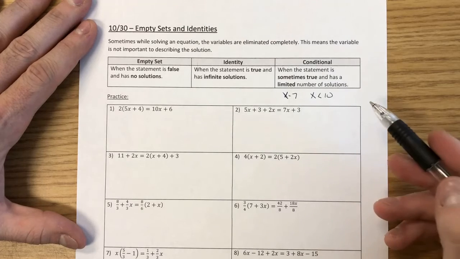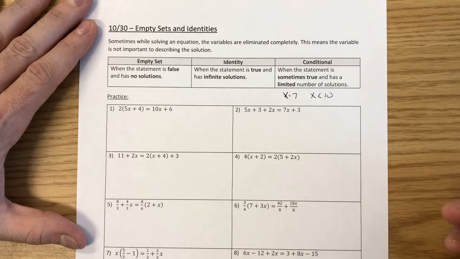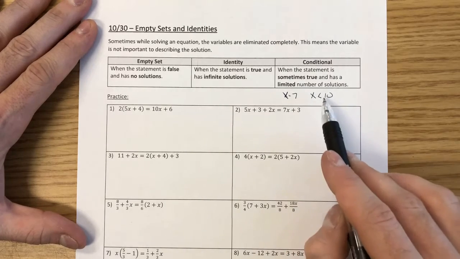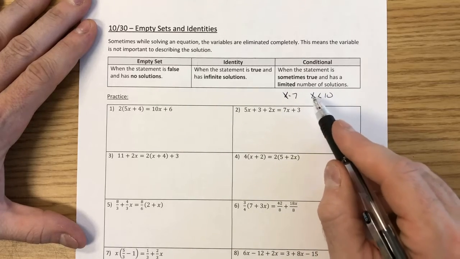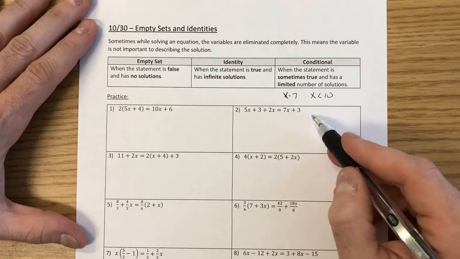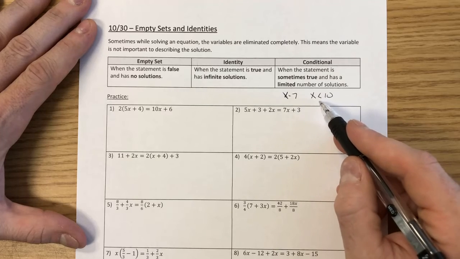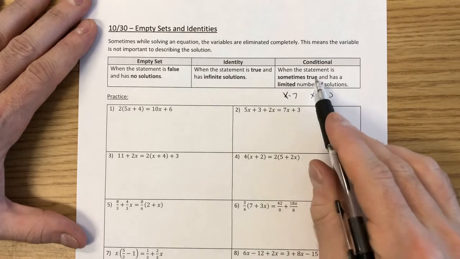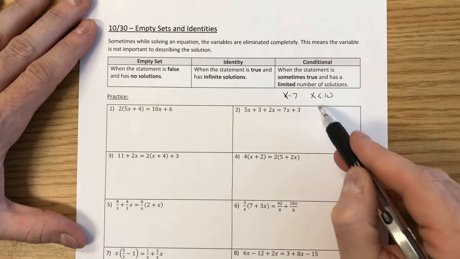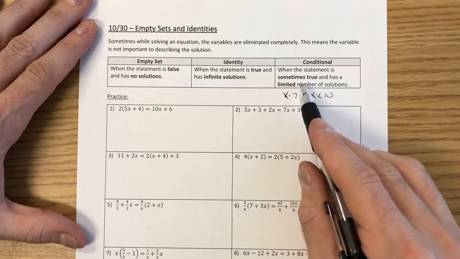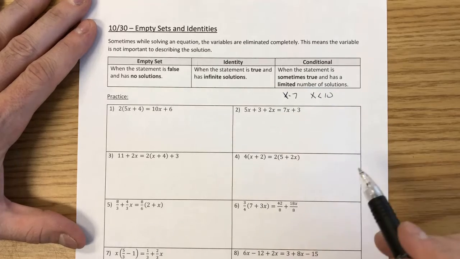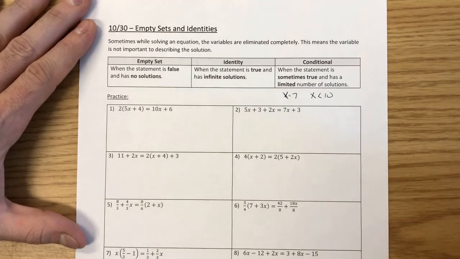This has more answers. In fact, it's actually infinitely large, but it's limited because some of them I cannot plug in. If I said 0, if I said -1, if I said -100, if I said 9.9, those would all work. Those would all be true. But if I tried to plug in 11, it wouldn't work. So I'd have to say that the equation is sometimes true, or the statement, I should say.